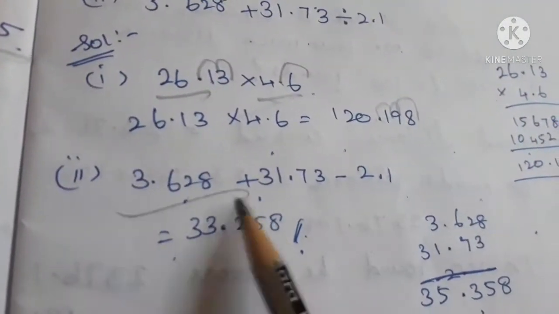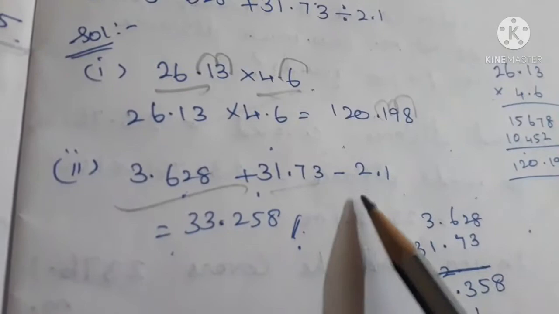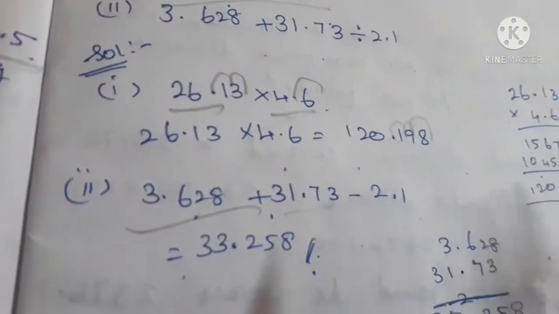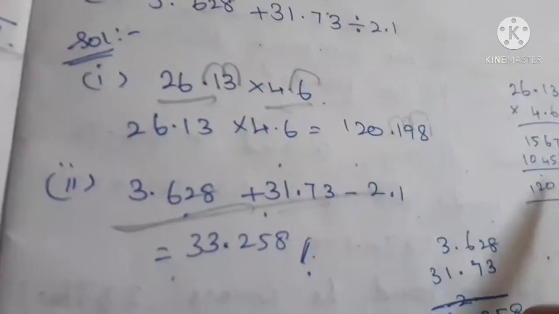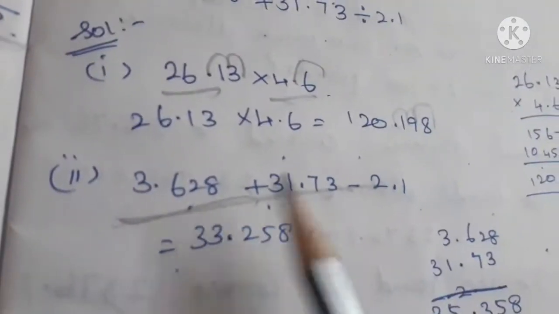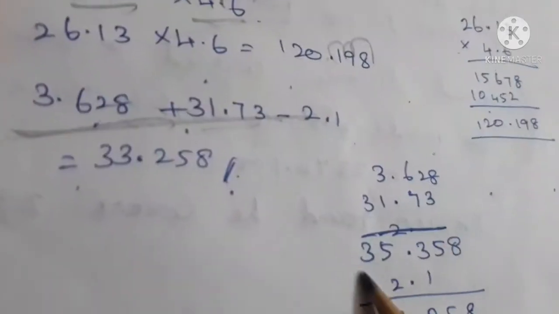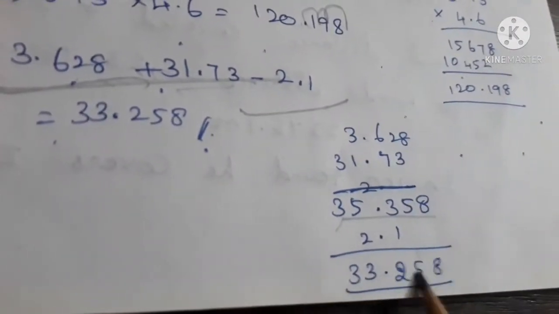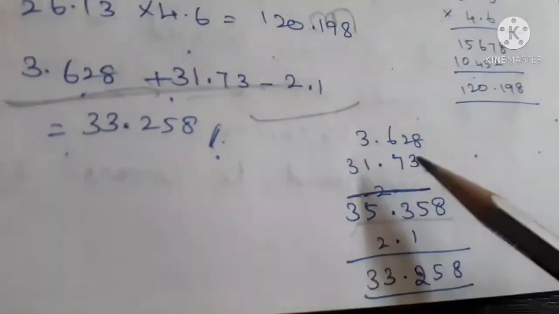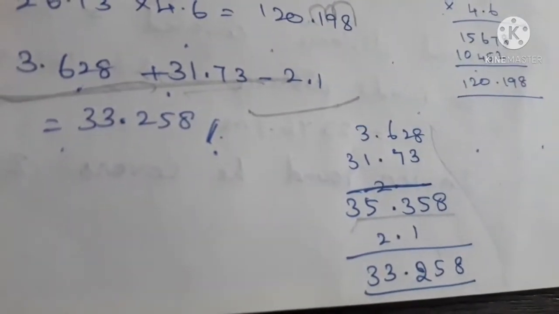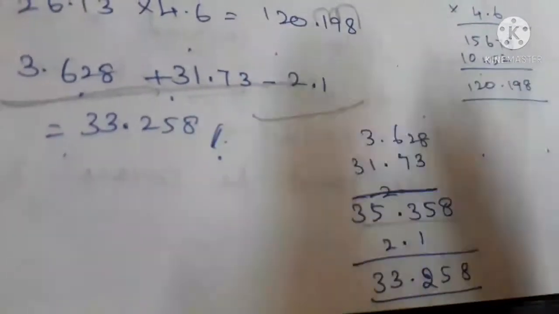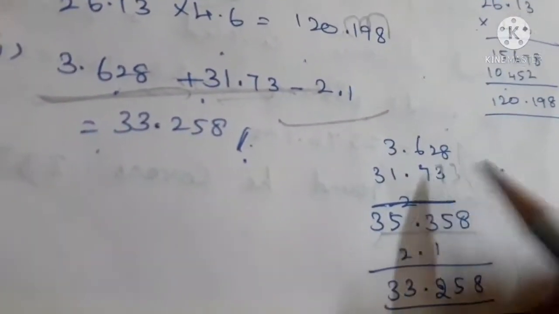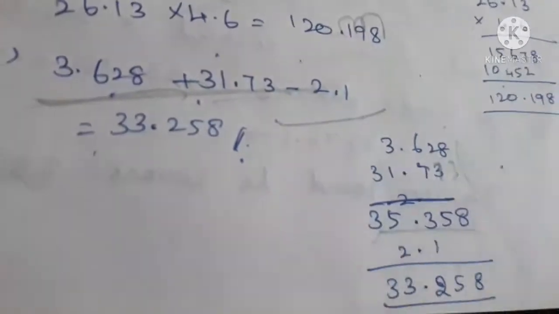Again, the next question is 3.628 plus 31.73 minus 2.1. First, you should always add the numbers, then only you should subtract the numbers, according to BODMAS. So first add these two. You will get 35.358. Then you subtract this. You will get 33.258. The arrangement is very important. The arrangement of numbers is very important, I can say. So when you write this 73 here and put the point here, then it is a blunder mistake.